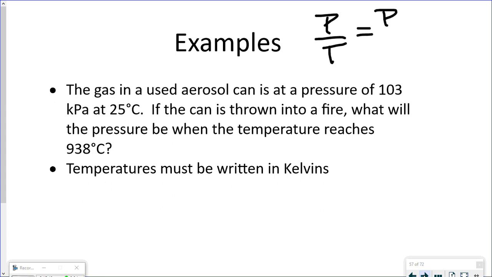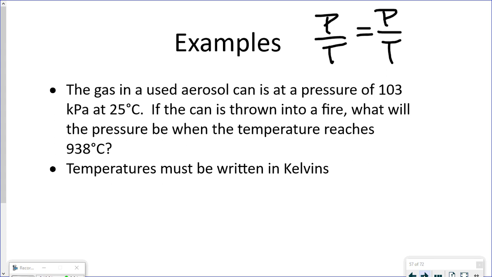The gas in a used aerosol can is at a pressure of 103 kPa at 25 degrees Celsius. If the can is thrown into a fire, what will the pressure be when the temperature reaches 938 degrees Celsius? And do you remember that temperatures have to be reported in Kelvin? And understand that it would probably explode before it reaches that temperature, but just for mathematics' sake.